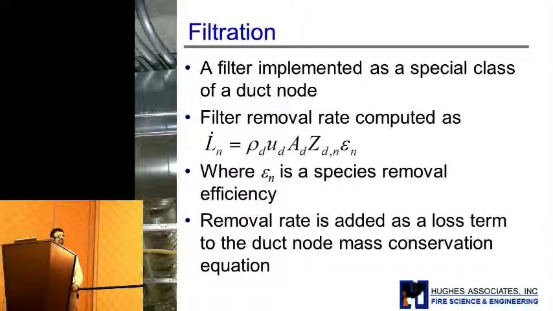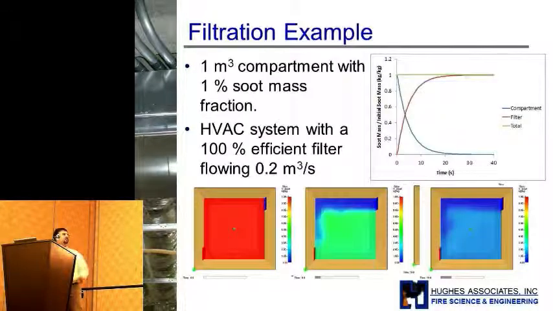We've implemented filters as a special case of a duct node, so that since we solve for conservation of mass at a duct node, all we do in the duct node solution for a filter is we take the filter efficiency and we compute a removal rate as the mass flow of the species through the filter times some removal efficiency, and we apply that as a sink term in the node mass conservation equation to remove the mass of the soot, for example.